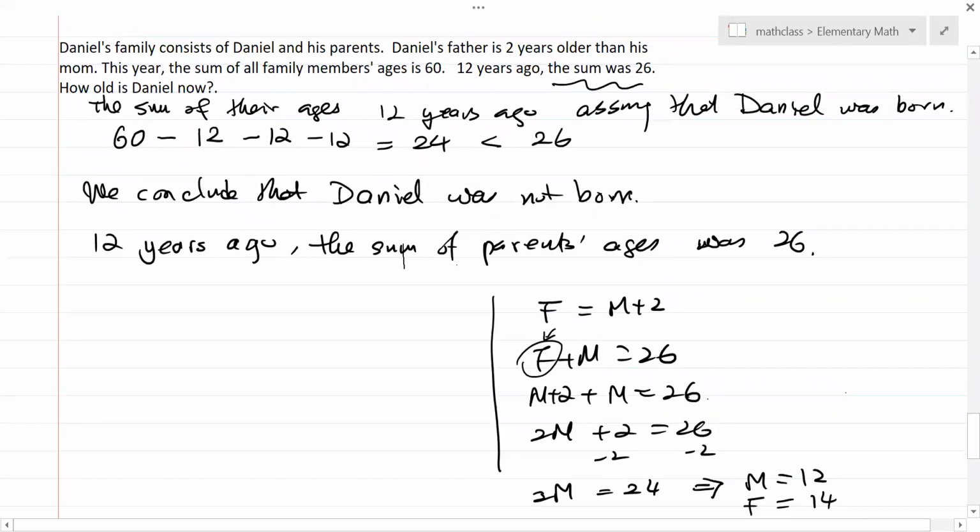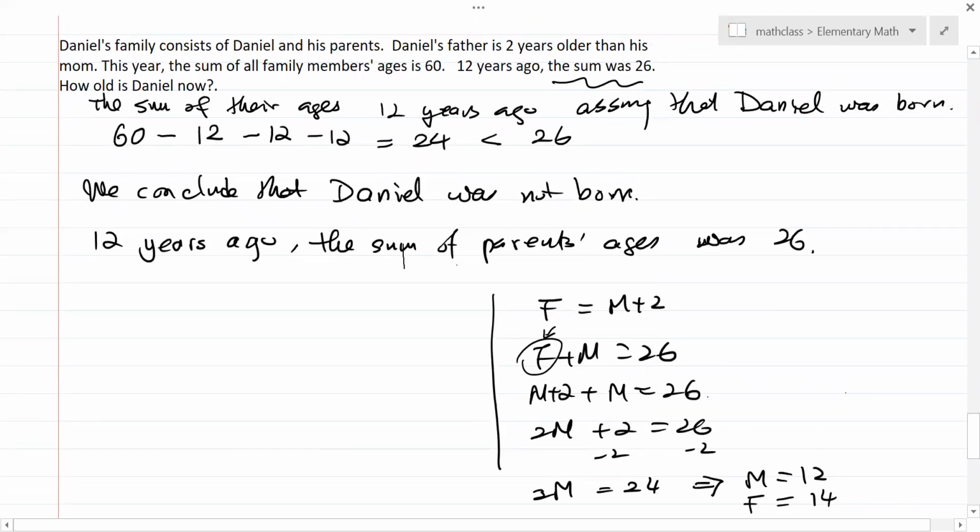You see, you have to name the variable. Say F means father's age 12 years ago, and M means mother's age 12 years ago, and then you read each sentence. Can you write down the relationship between those two letters? Daniel's father is 2 years older than his mother, then just write down F equals M plus 2. Then the sum was 26, then F plus M equals 26. Once you write down these two equations, it's half done, okay?